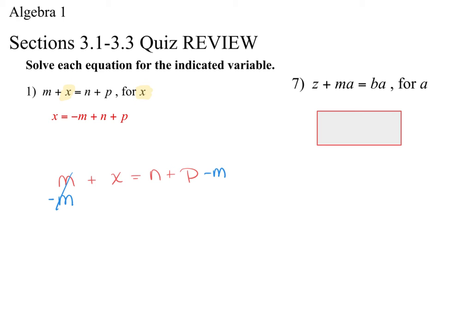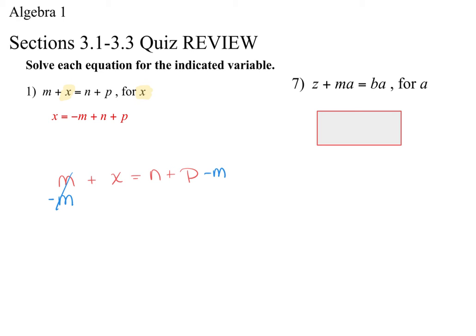You'll notice that it has a minus m plus n plus p. As long as the negative is with the m and the positives are with the n and the p, it doesn't matter what order it's in, okay? So if you look at your review sheet and you have it like this and they have it like that, as long as that negative is with the m, you're okay.